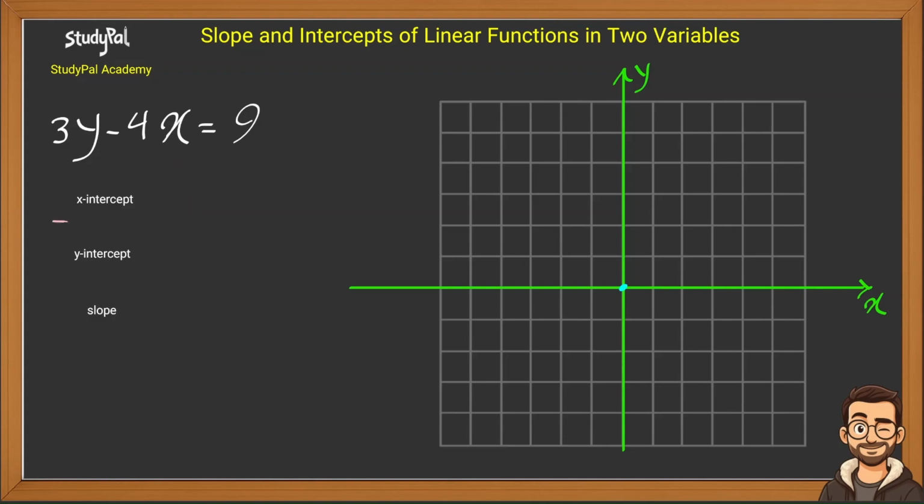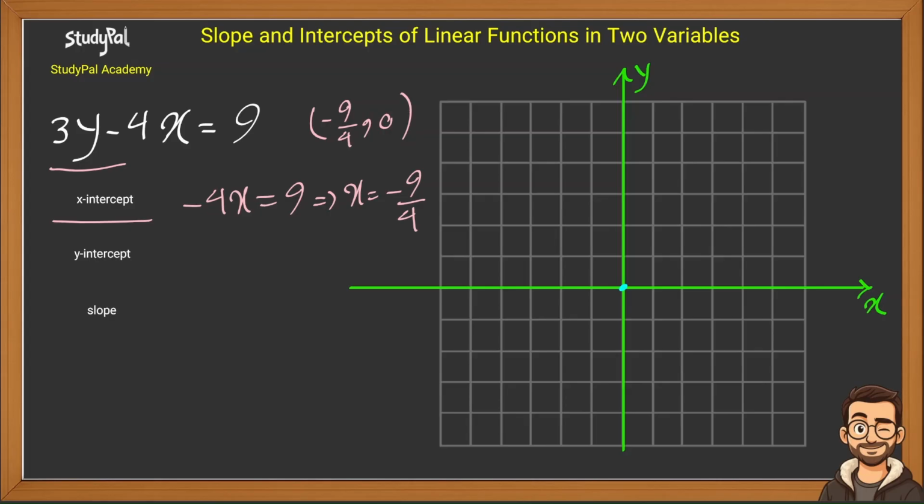Let's see. First, we begin with the x-intercept. The rule was to set y equals 0. So here, 3 times 0 is 0. Minus 4x equals 9. It is a simple linear equation and x is minus 9 over 4. Then the coordinate of the x-intercept is minus 9 over 4 for x and 0 for y.